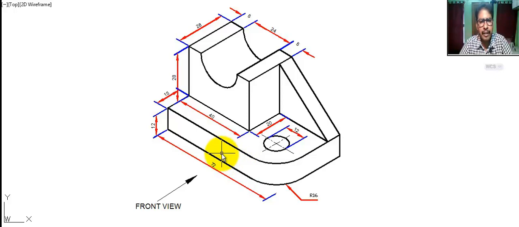Today we draw the front view, top view and right hand side view of the following isometric drawing. The arrow symbol: the direction of the arrow indicates the front view.